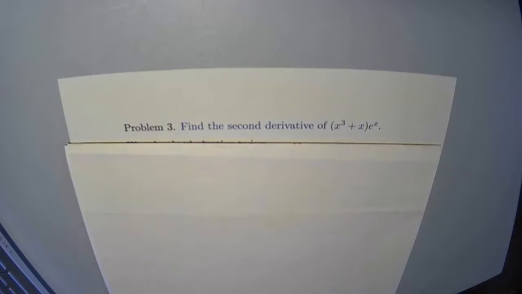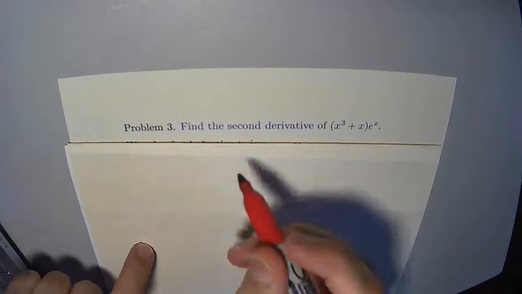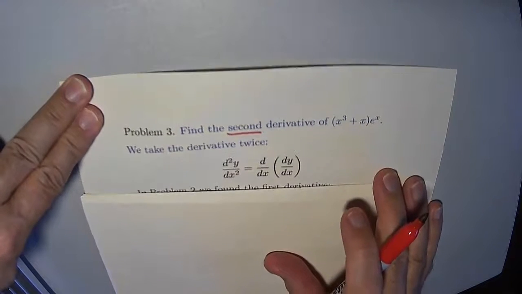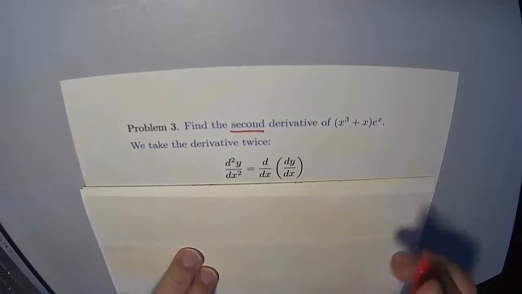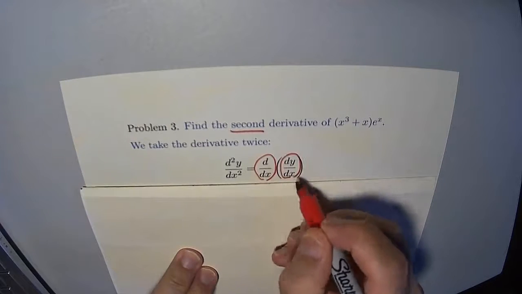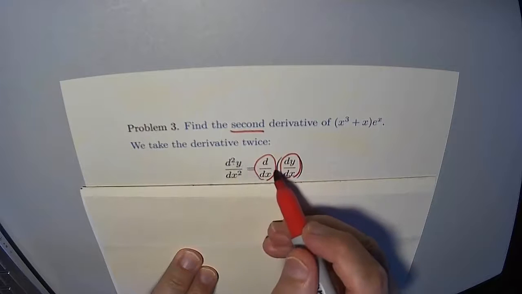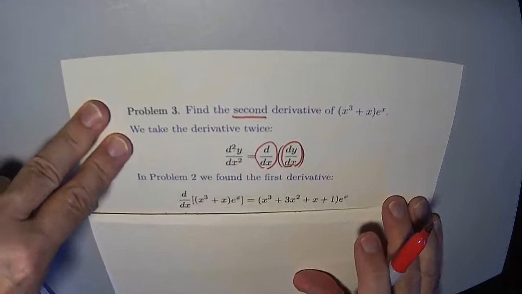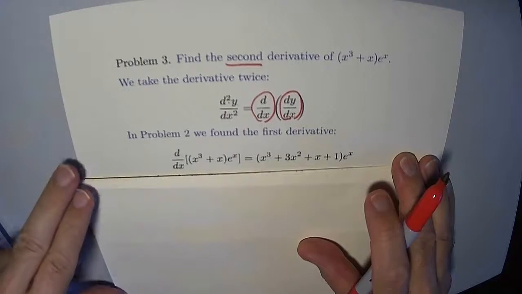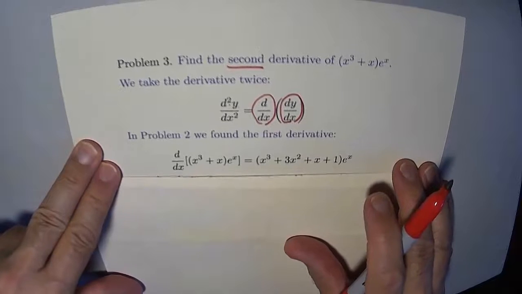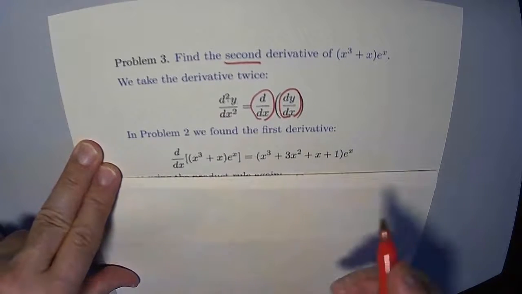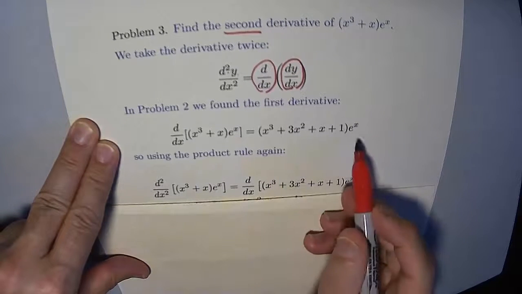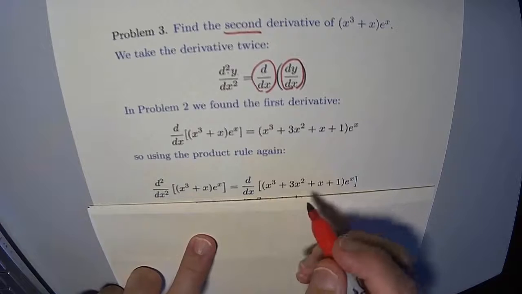In the third problem, we want to find the second derivative of this function. Remember that the second derivative means we take a derivative of the derivative. So the second derivative of y is the derivative of the first derivative, taken twice. We just talked about the first derivative in problem 2. We got this expression, so now we use the product rule again to find the second derivative.